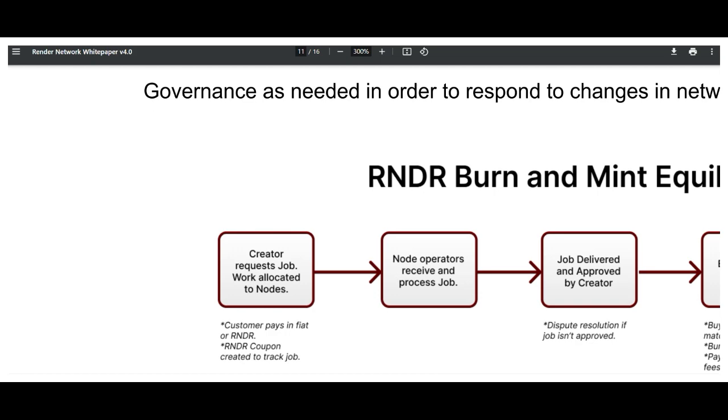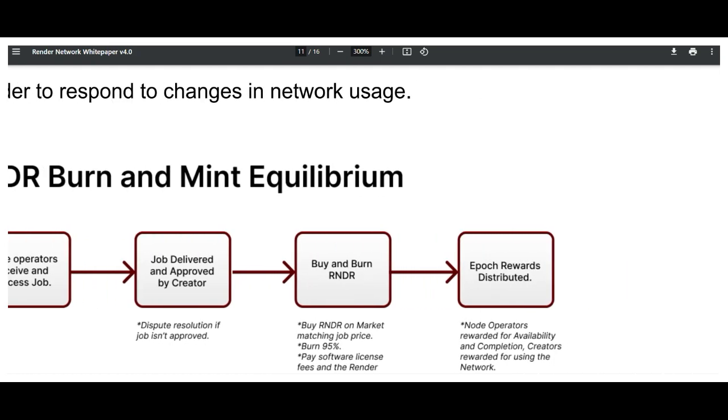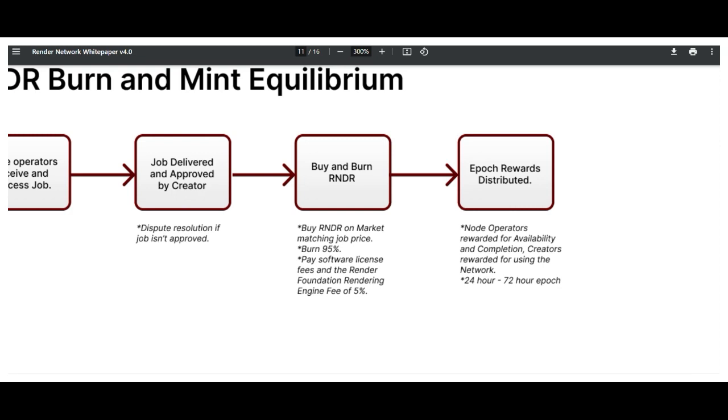And then we go into right here. It says job delivered and approved by creator, dispute resolution if job isn't approved. And then right here is your buy and burn. So it says buy Render on market matching the job price, and then burn 95%. Then you pay software license fees and Render Foundation rendering engine fee of 5%. And then right here where it says epoch rewards distributed, so I'm assuming that there's distribution rewards based off of this burn, where it says node operators rewarded for availability and completion, and then creators rewarded for using the network.